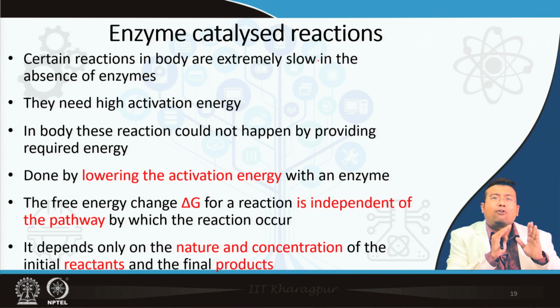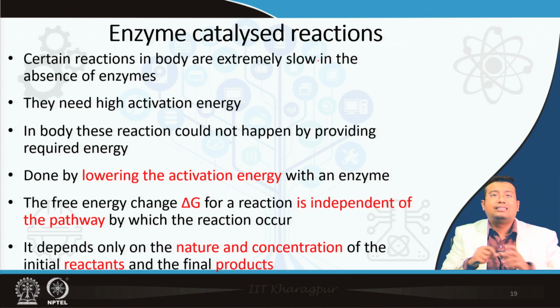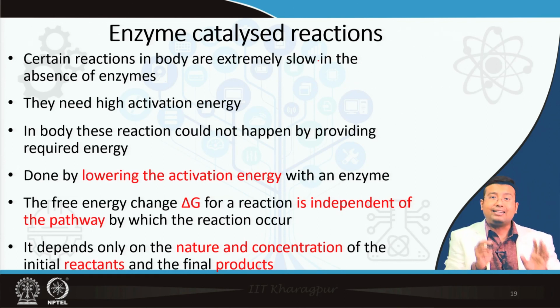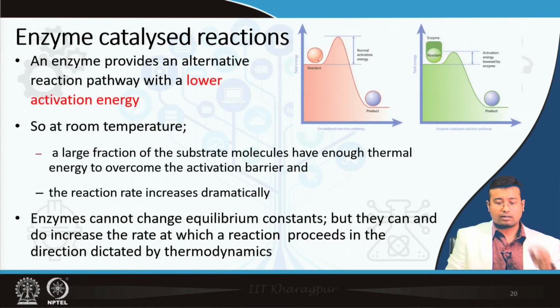Just know this: for a reaction where A is converted to B, or B is converted to C and D, the delta G change is independent of the pathway. The path does not matter. Ultimately, the final product and reactant matter, and it depends on the initial concentration and nature of the reactants as well as the product. So, this is what an enzyme does.